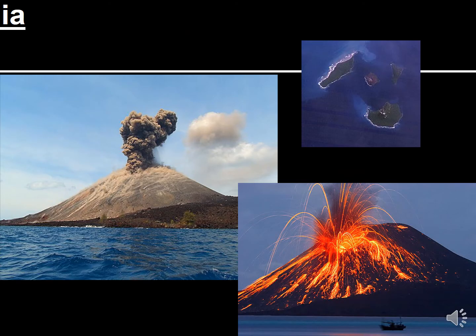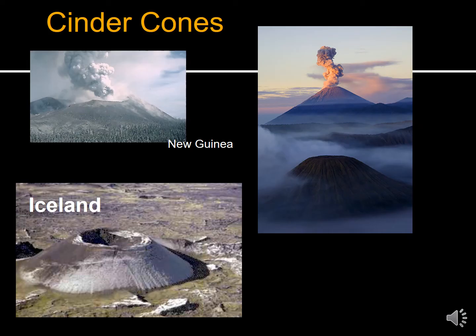So cinder cones look like this. Your typical volcanoes. So it's more like a cone shape, and it goes out like this. Here's some more. They got some in Iceland. This is a very, very pretty picture of one.